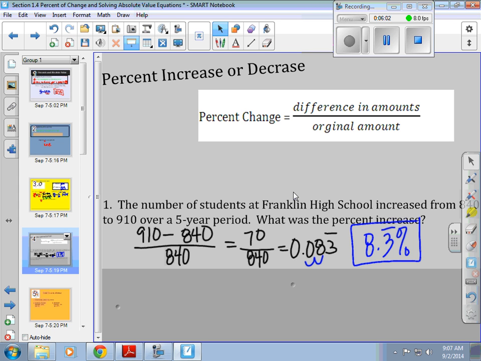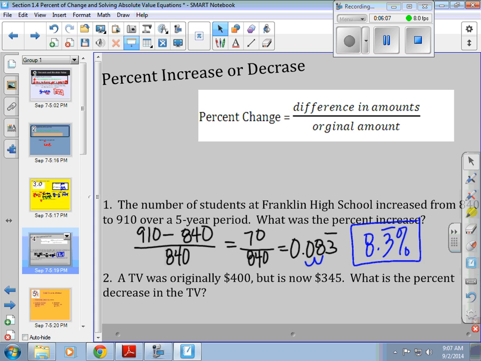So it increased by 8.3%. Let's go ahead and take a look at the next example. A TV was originally $400, but is now $345. What is the percent decrease in the TV?